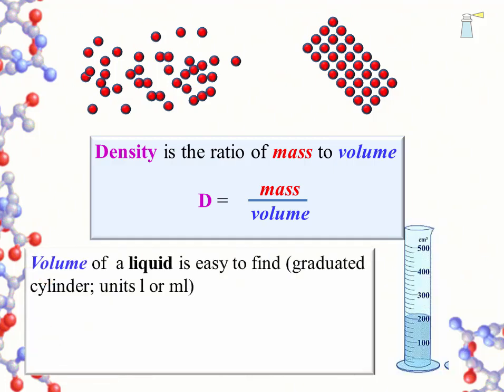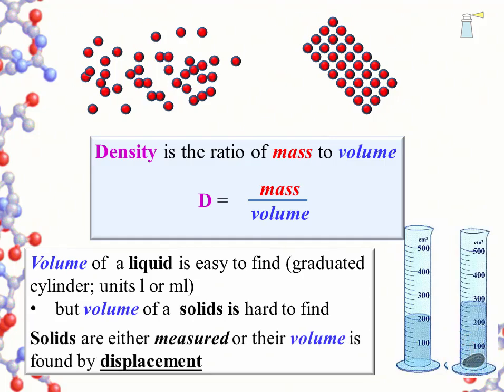And then there's volume. The volume of a liquid is easy to find. Every chemistry lab has graduated cylinders for measuring volumes with units of milliliters or liters. But volume of a solid is generally harder to find. Solids are either measured with a ruler if possible, or their volume is found by displacement in a liquid, much like measuring the rise in the water in a bathtub that accompanies a person getting in. Getting volume by measurement and displacement is covered in detail in the Density in the Lab lecture that follows this one.